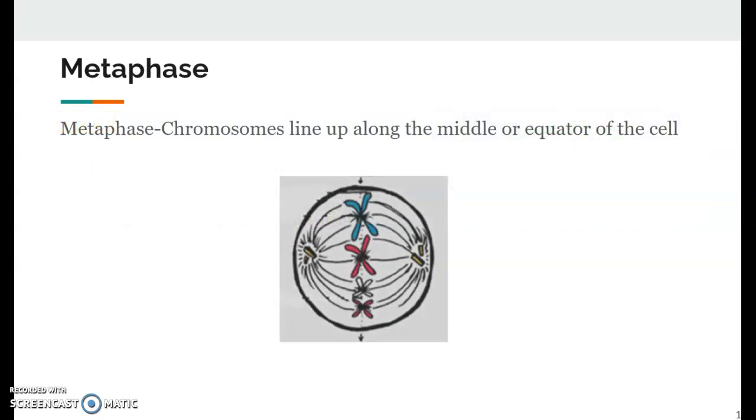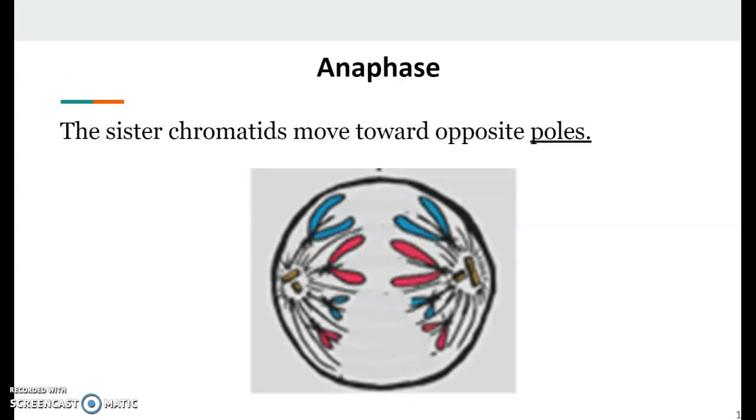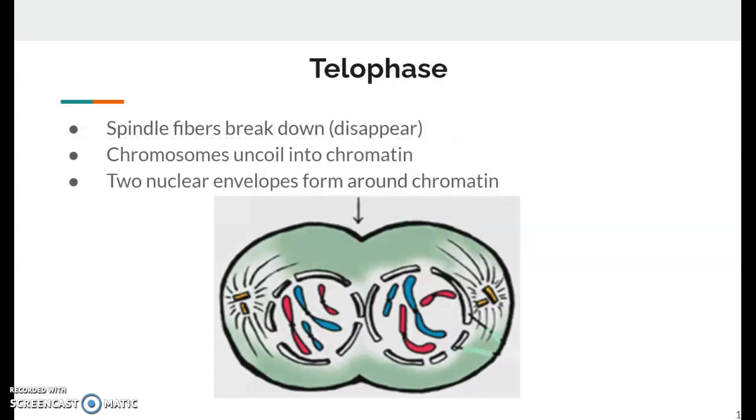Then we have metaphase, the M of PMAT. Metaphase, chromosomes line up along the middle of the equator of the cell. So M, middle. I think it's the easiest stage to identify because everything is in the middle and the name of the phase starts with M. Then we have anaphase. This is the chromatin moves towards the opposite poles, right? And we have telophase. Spindle fibers break down and disappear. Chromosomes uncoil into chromatin, and two nuclear envelopes form around the chromatin.